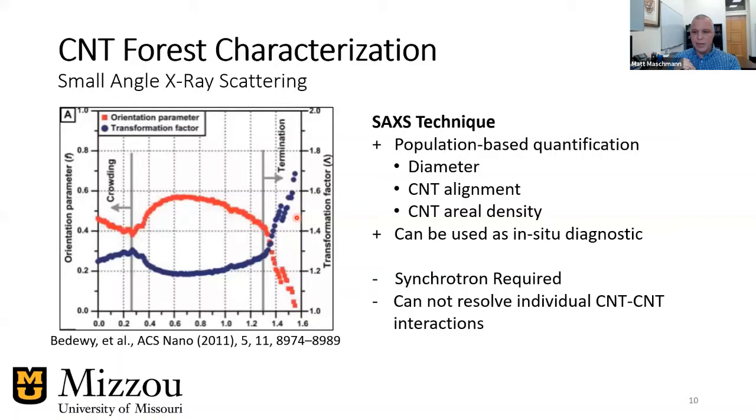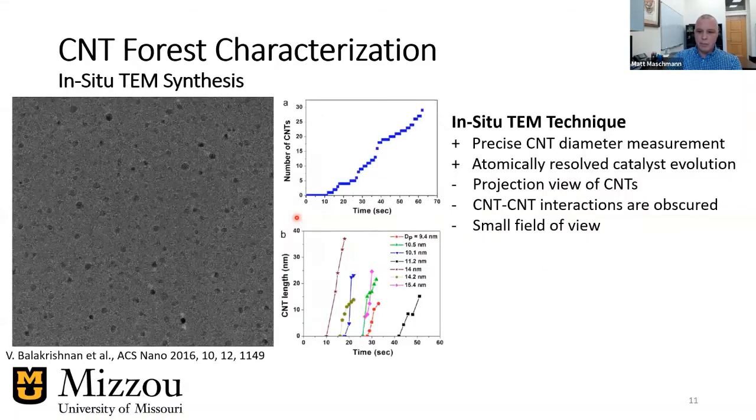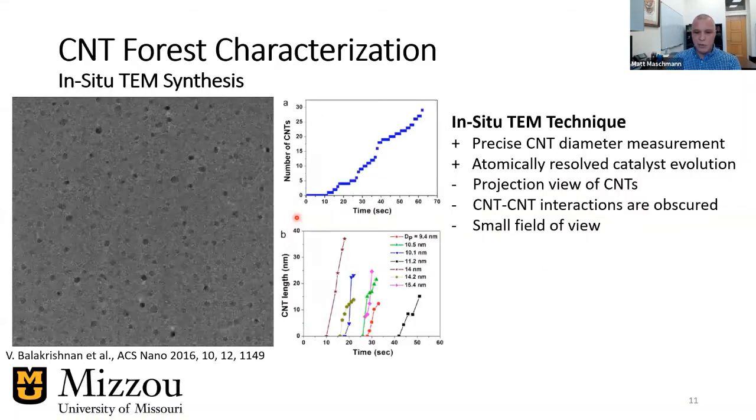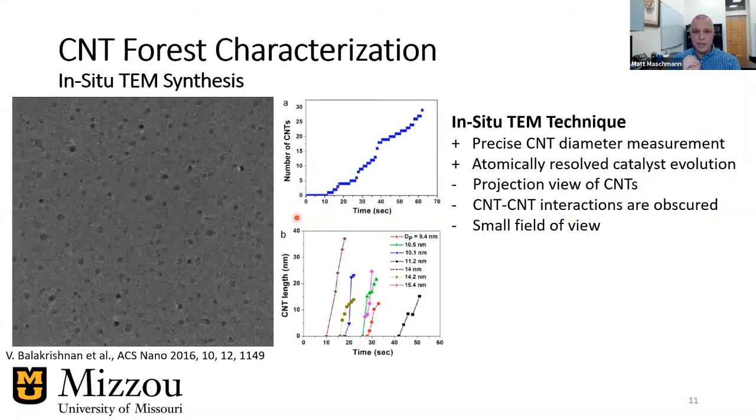On the downside, you need a very high power photon source. So that's not readily available. And you're sampling, I did this calculation this morning, actually, something like 500,000 carbon nanotubes in this process. So you can say something on a population basis. You can't really say anything on the individual CNT to CNT interactions. So powerful, but maybe not so useful if we want to start thinking about in situ techniques.